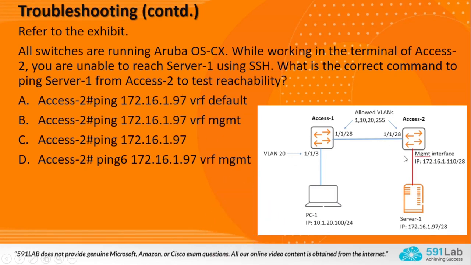172.168.1.97 and VRF MGMT. So option A is wrong, VRF default is wrong. Option B is correct, VRF MGMT. Without VRF MGMT, we cannot ping. So option C is wrong, and option D is wrong because it's not ping 6. So the correct answer is option B.